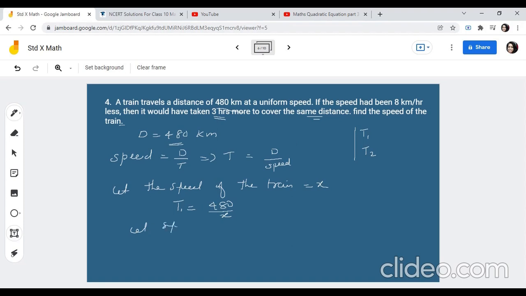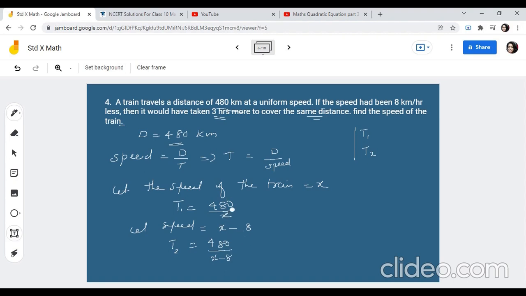Let speed be decreased. Less means it is decreased. So speed decreased by 8 kilometers per hour. So let speed be x minus 8. Then what will be the time taken? The formula is again distance by speed. But remember, the distance must be the same. So the second time, t2, is equal to 480 divided by x minus 8.